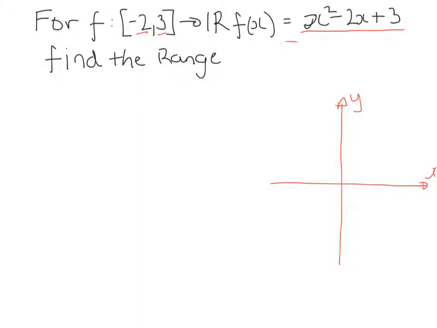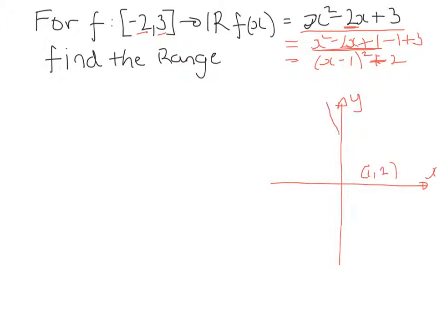So if I were to complete the square on this, let's see, that'd be x squared minus 2x. Now half the 2 is -1. -1 squared is 1. So I could put in a +1 and a -1. And that would mean these three would become a perfect square. (x minus 1) squared plus 2. Okay, so that means the turning point is here at (1, 2).